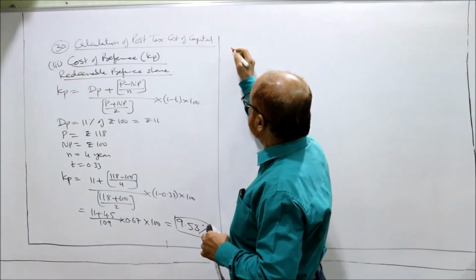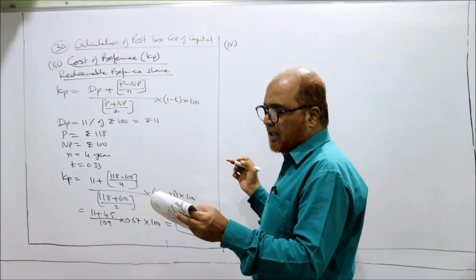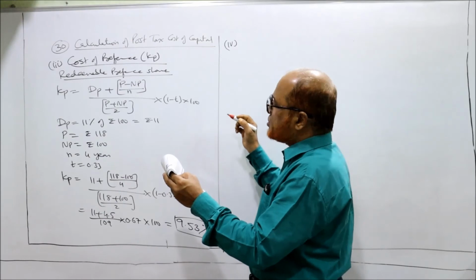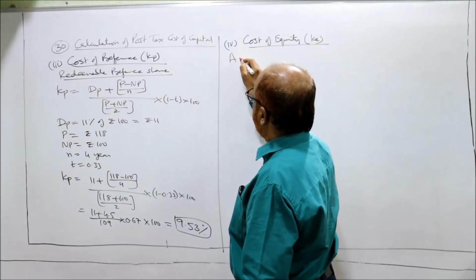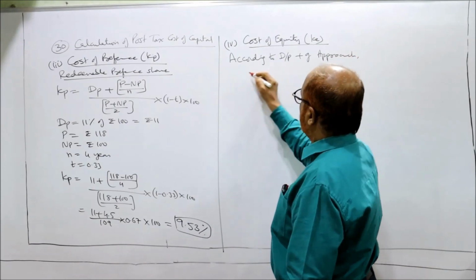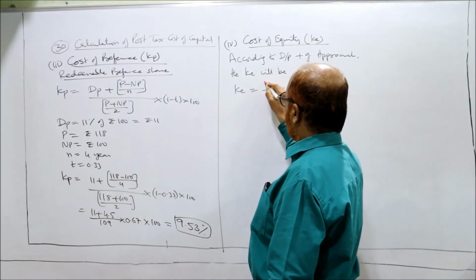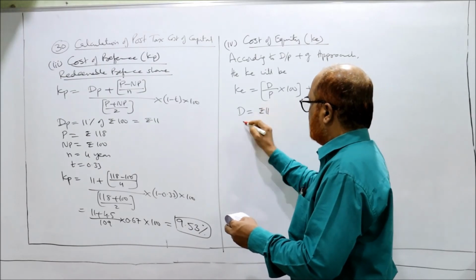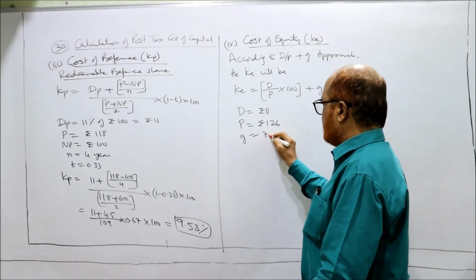Last one, fourth point. Equity. The equity shares of a company are currently traded at 126. This is the market price. The latest dividend paid was rupees 11. If the dividend of the company is expected to grow at 7.5%, what would be the cost of equity? According to the D by P plus G approach, the KE will be: D is equal to dividend per share, given in the problem. The latest dividend paid is rupees 11. P is equal to market price, given as 126, and G is equal to growth rate, 7.5%.